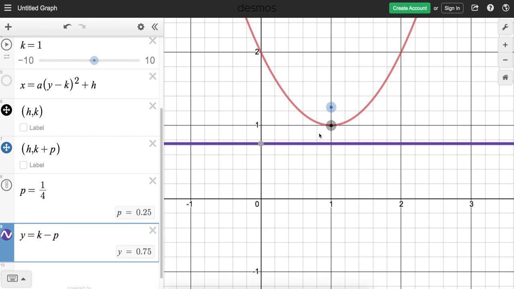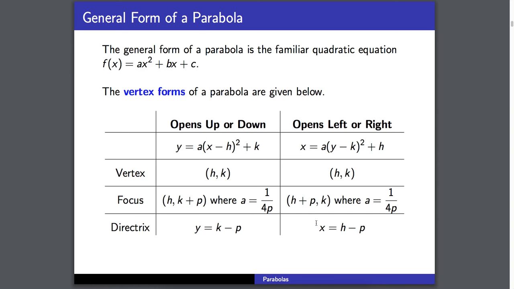Important to note, your focus point is always inside your parabola. Your directrix line is always outside of your parabola. Your parabola will never intersect your directrix line. All right, now for opening left and right, we switch our x's and y's and also our h's and k's. So x equals a times (y minus k) squared plus h.